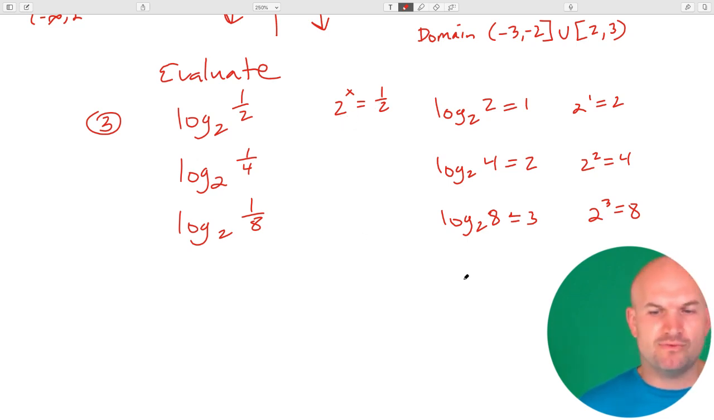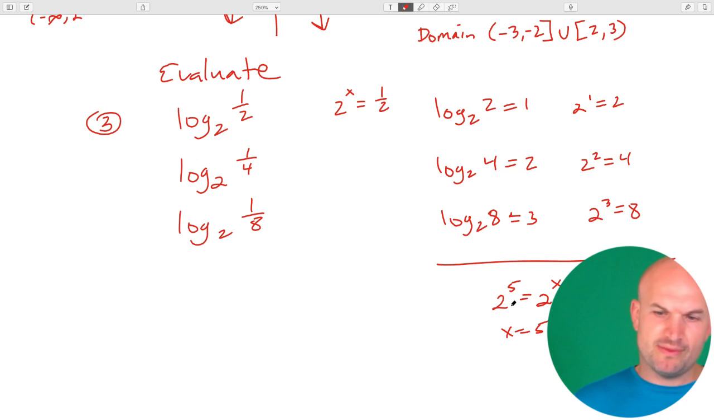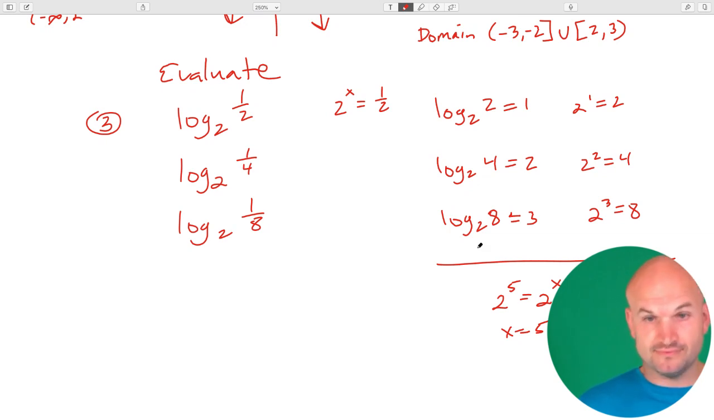Because the important thing is this property of equality. If I said 2 to the 5th power is equal to 2 to the x, well, then you could just say x is equal to 5. So as long as we have this property of equality where the bases are the same, we can set the powers equal to each other. But before I can do that, I've got to rewrite 1/2 as an exponent. So again, understanding our rules of exponents, we recognize that 1/2 is equal to 2 to the negative 1st power. So therefore, let's move this down.